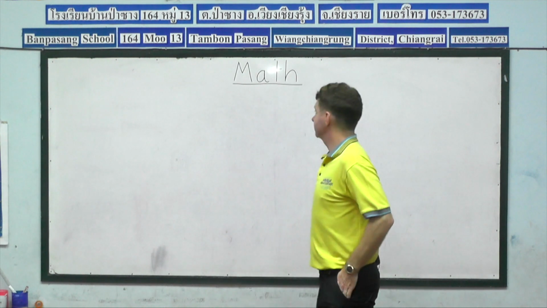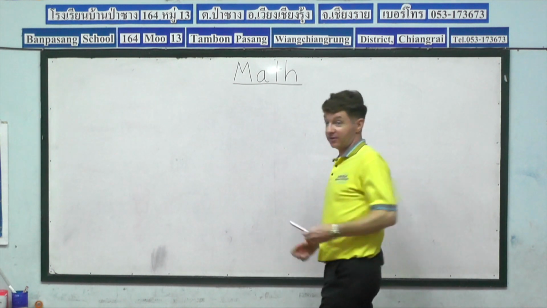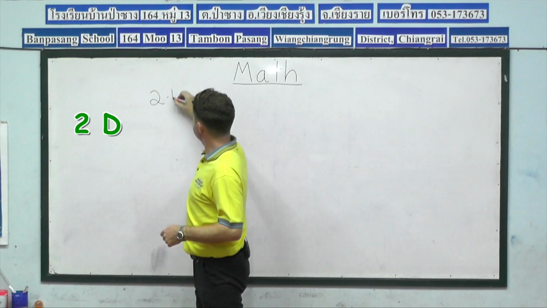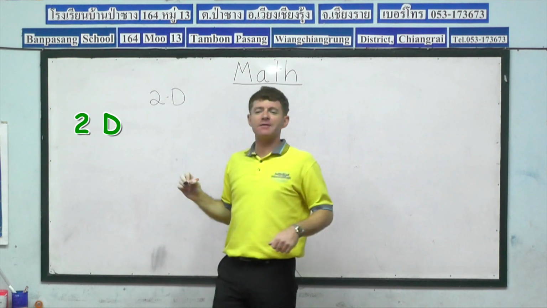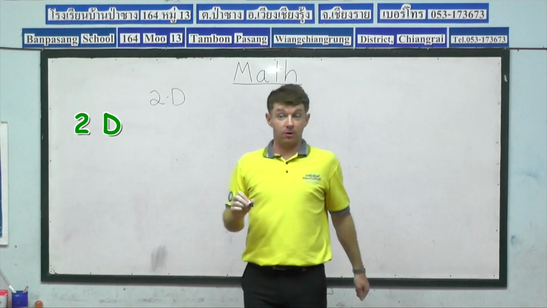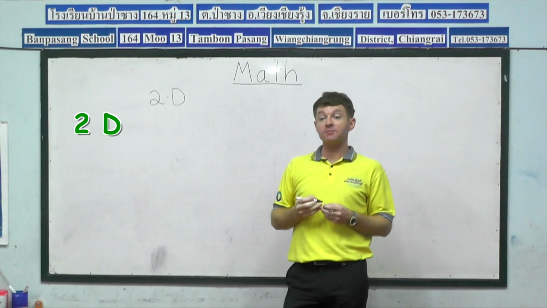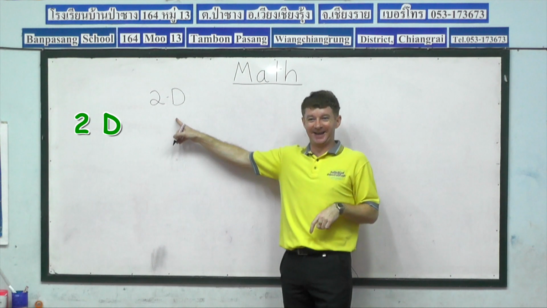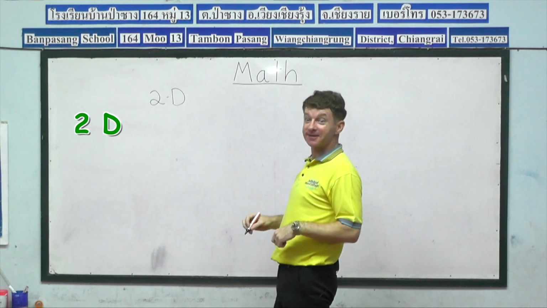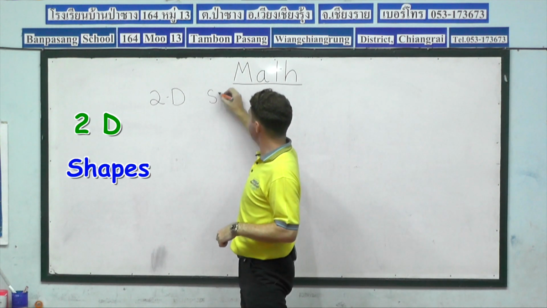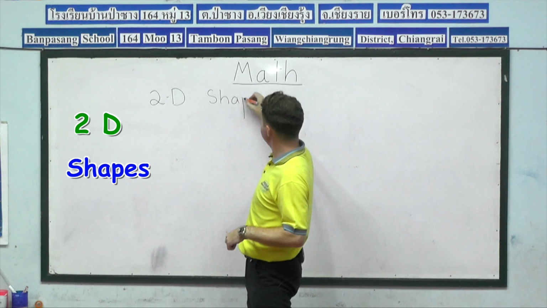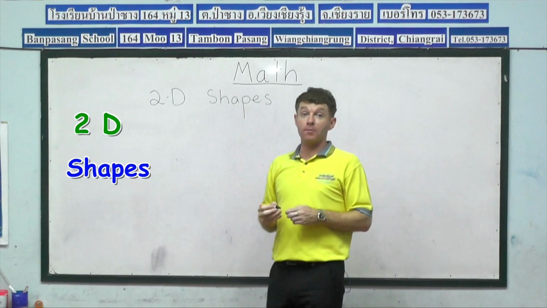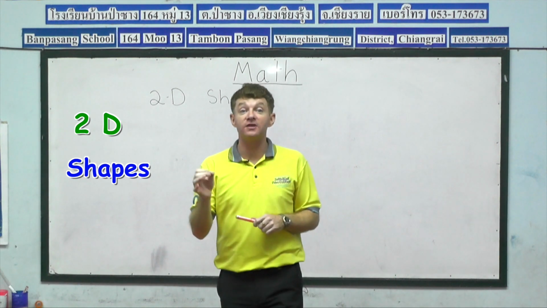2D shapes. So let's write that phrase on the board first of all. 2D. What does D stand for again? Dimensional. So how many dimensions do our shapes have? 2. 2D. And how do we spell shapes, guys? S-H-A-P-E-S. Excellent.